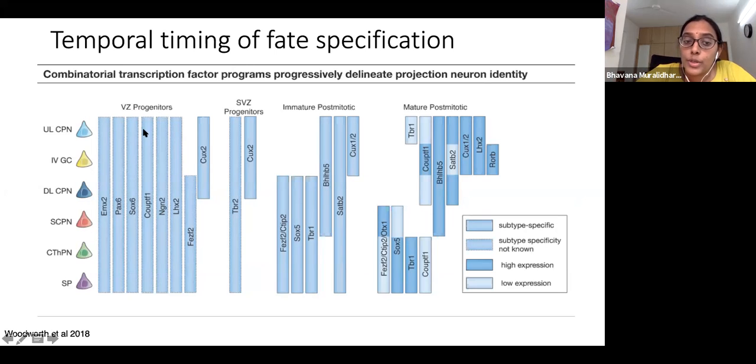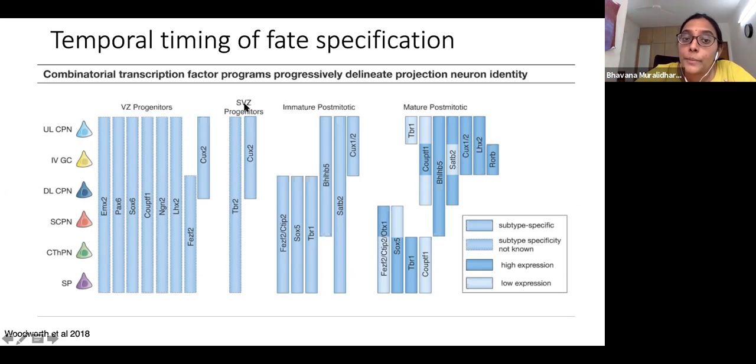So the ventricular zone progenitors, some have already been characterized, and I'll be talking about my own work on LHX2. The expression of factors like EMX2, PAX6, SOX6, COUP-TF1, NGN2, FEZF2 and LHX2 determine the fate of these progenitors. The expression of these transcription factors, or a combination of these, determines what sort of neuron it will produce during neurogenesis.